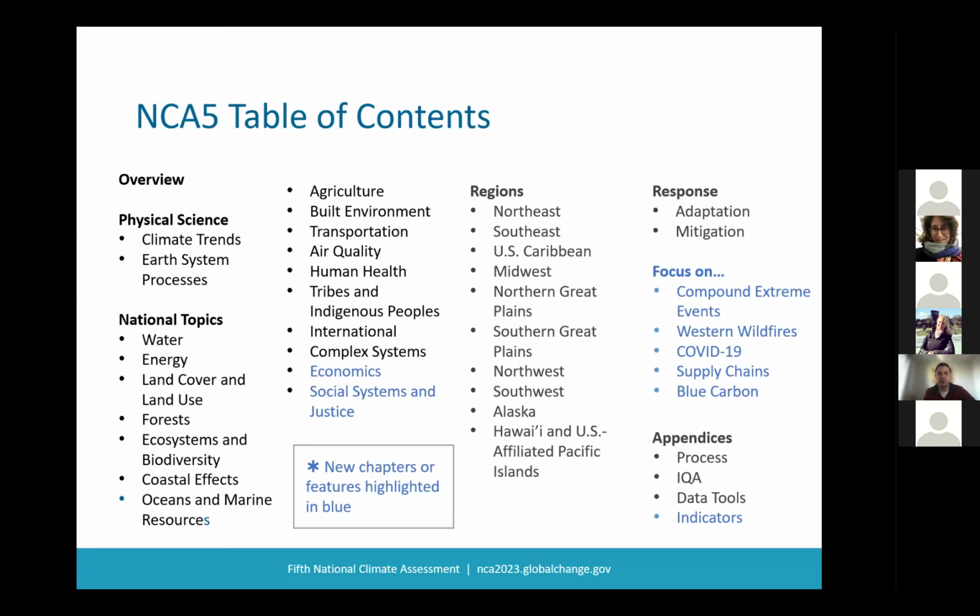NCA5 added 2 new chapters, one on economics and one on social systems and justice. We also have 5 new focus features. Those are on compound extreme events, Western wildfires, COVID-19, supply chains, and blue carbon. We also have several appendices, including a new one dedicated to indicators.